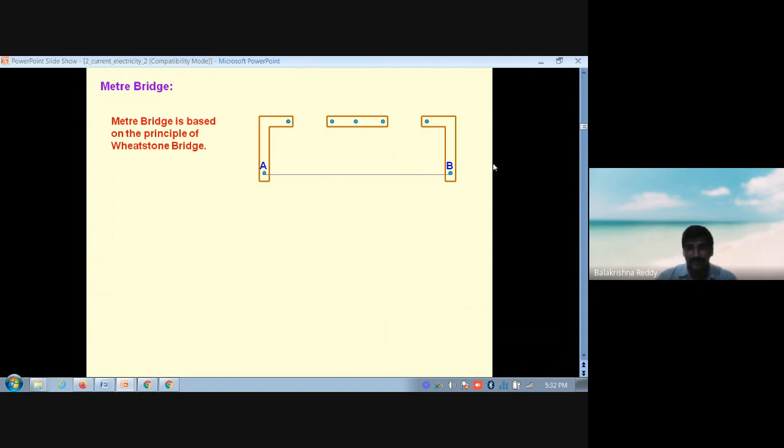Between A and B there is a 1 meter length of wire, and this wire is fixed on a 1 meter wooden scale. This wire is made up of resistance materials like constantan and manganin. Why are we using them? Since they have high resistivity, when we allow the current to flow, a small amount of current flows. With respect to that current, we estimate the value of resistance in the bridge.